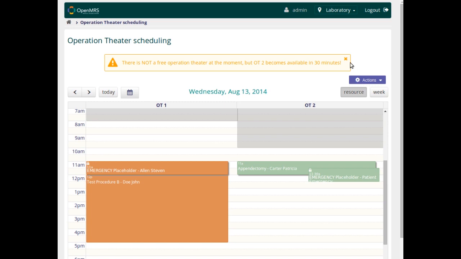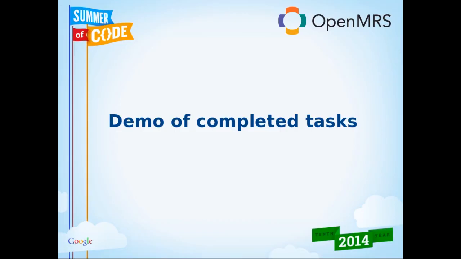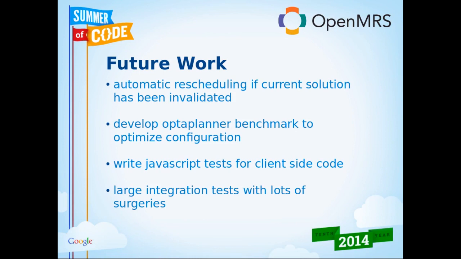Okay, that finished our demo session, and now we're going back to future work. So I think I've laid out the foundation for a module that could be really helpful, but we're just at the beginning. So there is a lot of potential work to do. For example, automatic rescheduling if a current solution has been invalidated. You have just seen it. I had to execute the scheduler manually all the time, which is a bit annoying.